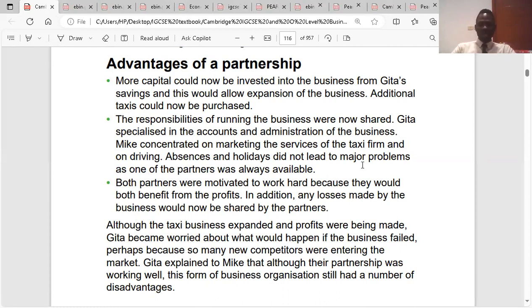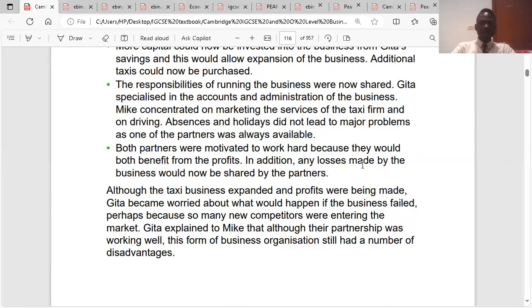Clear? Both partners were motivated to work hard because they would both benefit from the profits. In addition, any losses made by the business would now be shared by the partners. So the partners are motivated because they know the more profit they make, the more share they get. And if it is lost too, they have to share the loss too. Yes. I think it's clear.